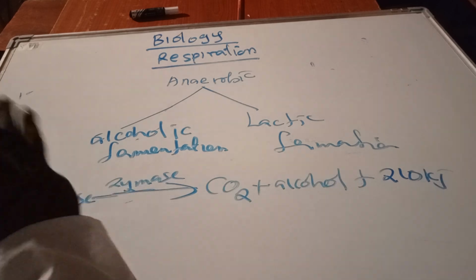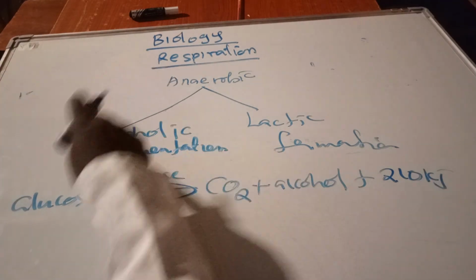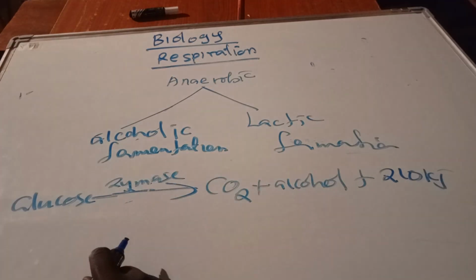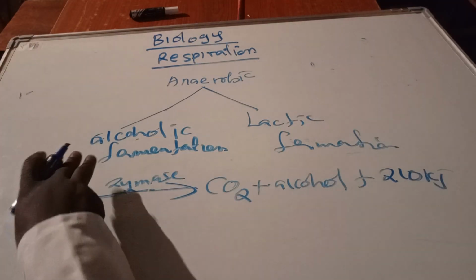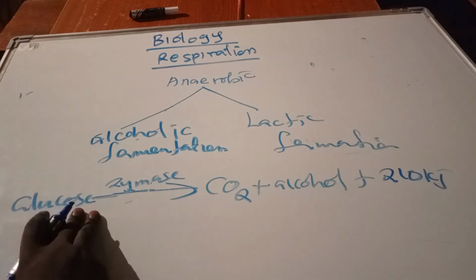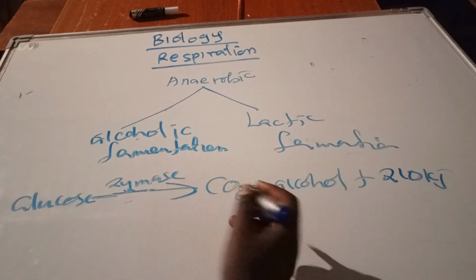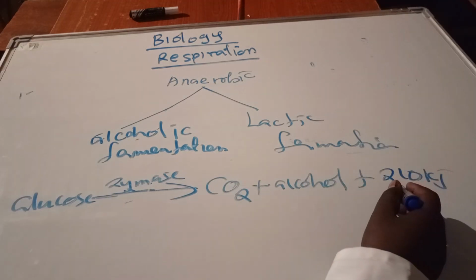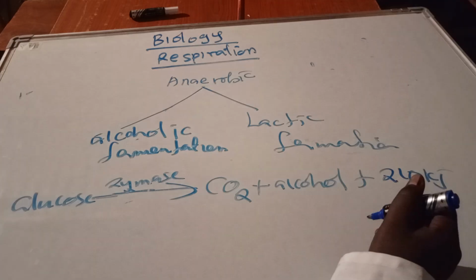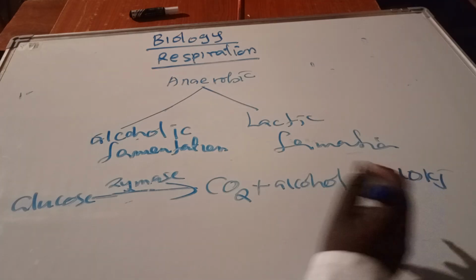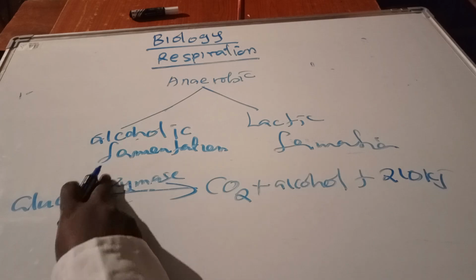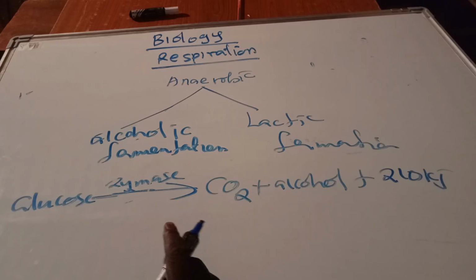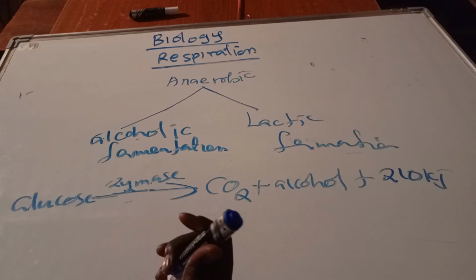So don't forget that there are two types of anaerobic respiration, which are alcoholic fermentation and lactic fermentation. Okay. Then alcoholic fermentation is the release of energy from the food substance in the absence of oxygen to form carbon dioxide and alcohol, and also a small amount of energy, which is about 210 kilojoules. Then under this reaction, an enzyme called zymase is used. Okay, hope it's very much clear on this part.